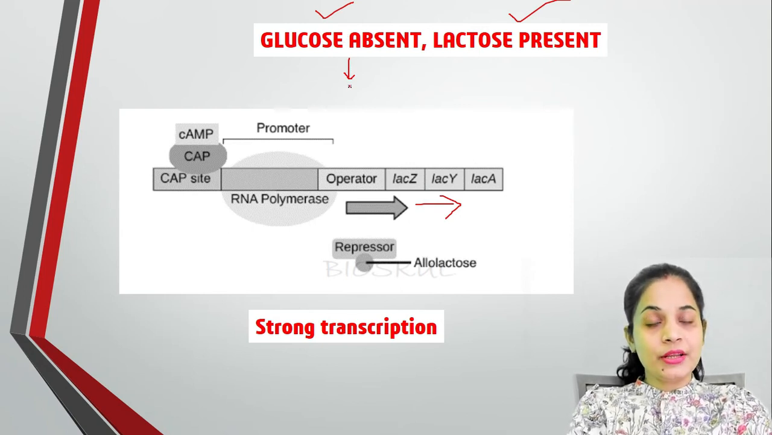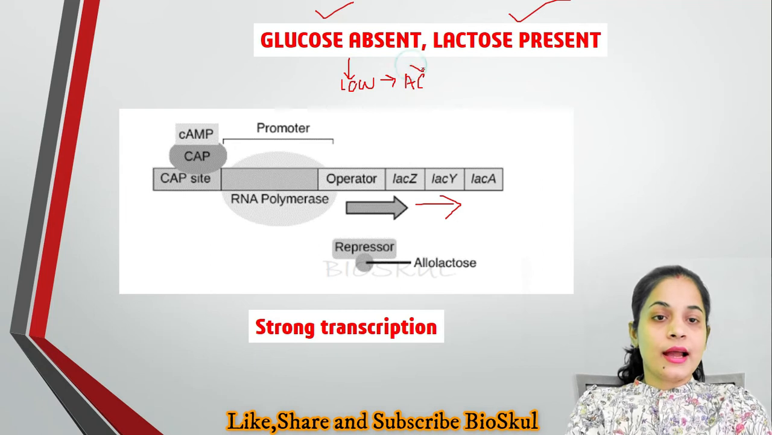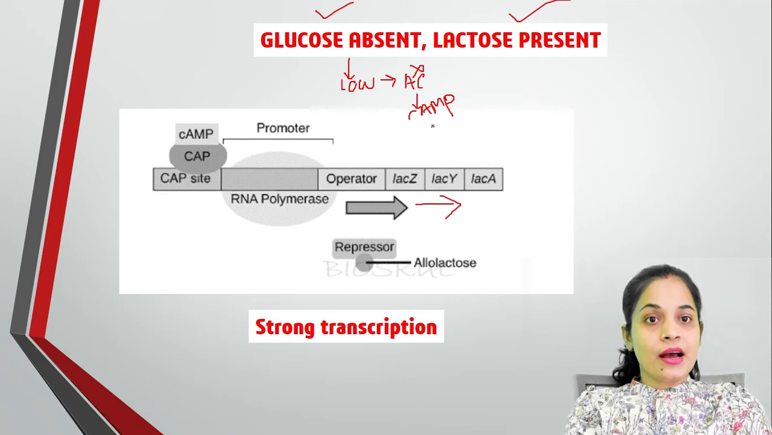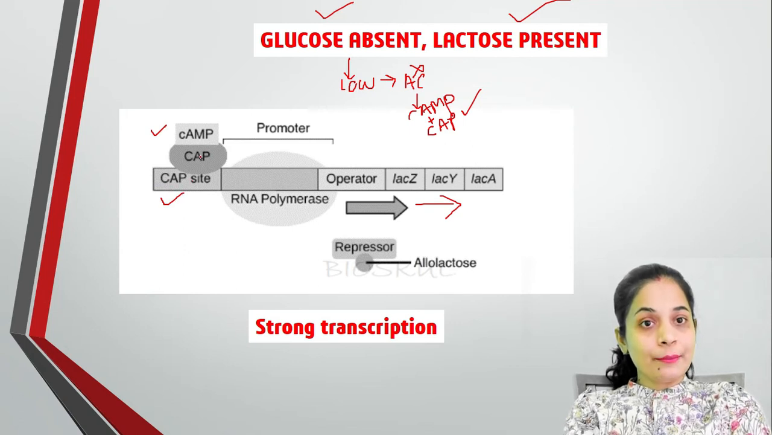Glucose is absent in the media or glucose is present at a very low concentration. If the glucose is absent, then it cannot inhibit the adenylyl cyclase, thereby it will produce cyclic AMP. So when the cyclic AMP is present, this cyclic AMP can now bind with the CAP protein. When the CAP protein binds with the cyclic AMP, the CAP protein will get activated. Okay, now the CAP protein can bind to the CAP site.